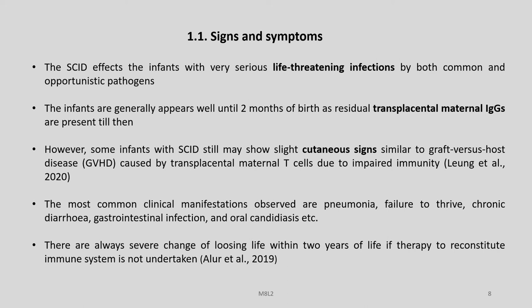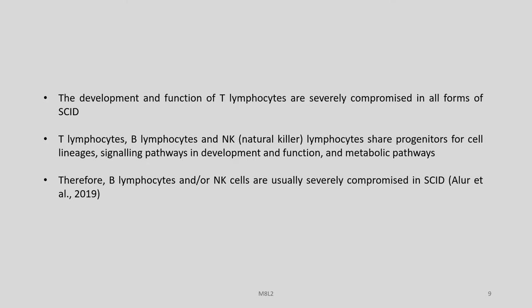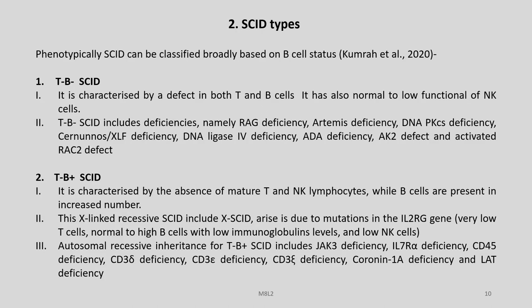The most common clinical manifestations observed are pneumonia, failure to thrive, chronic diarrhea, gastrointestinal infection, and oral candidiasis. There is always a severe chance of losing life within 2 years of life if therapy to reconstitute the immune system is not undertaken. The development and function of T lymphocytes are severely compromised in all forms of SCID. T lymphocytes, B lymphocytes, and NK killer cells share progenitors for cell lineages, signaling pathways in development and function, and metabolic pathways. Therefore, B lymphocytes and or NK cells are usually severely compromised in SCID, as already discussed.